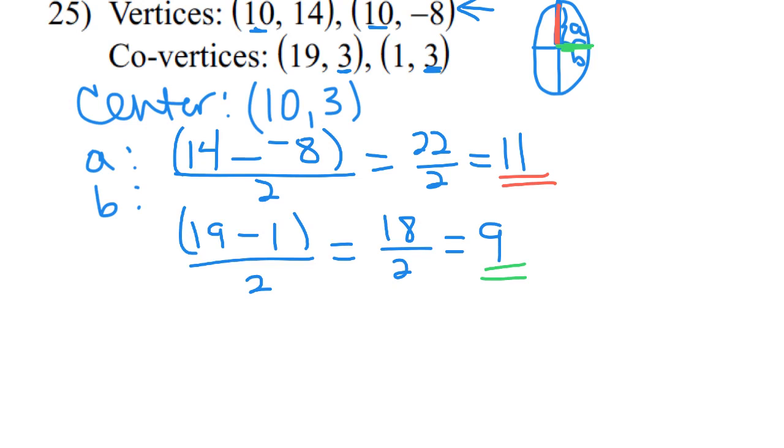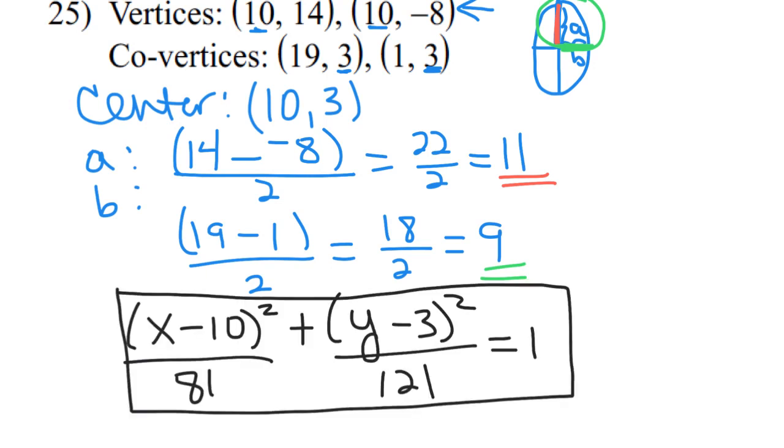Now I've got my center, I've got my value for A and my value for B, and now I'm ready. Just remember that this value for A needs to go underneath the y term because that's where it came from. All right, so I've written the equation x minus 10 squared over 81, because that value right here comes from B squared. So 9 squared is 81.